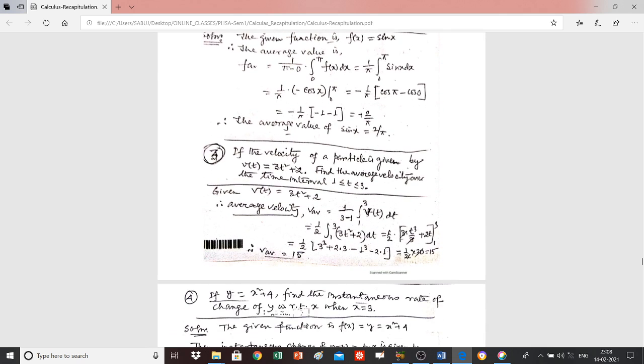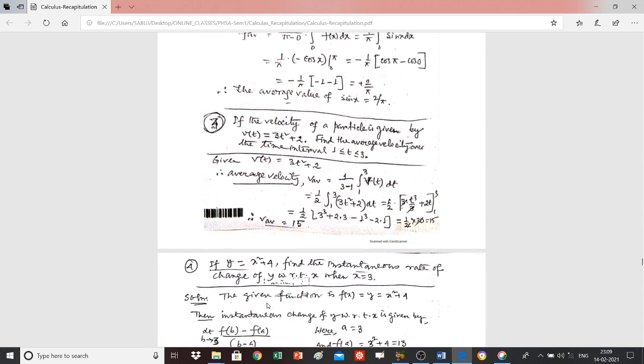So the average value of sin x is equal to 2 by pi. And another example: the velocity of a particle is given by v(t) is equal to 3t square plus 2. Find the average velocity over the time interval 1 less than or equal to t less than or equal to 3. So in this case the interval is 1 to 3, and v(t) is given as 3t square plus 2. So the average value is 1 by 3 minus 1, 1 to 3 v(t) dt, that is equal to half, 1 to 3 of 3t square plus 2 dt. Just integrate, it is very easy to find out. So finally v average is equal to 15.